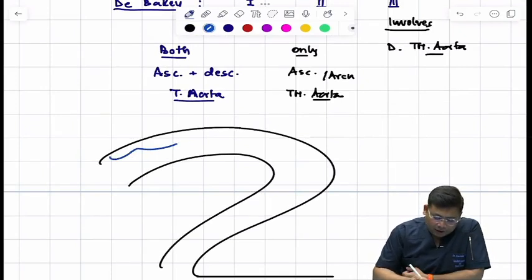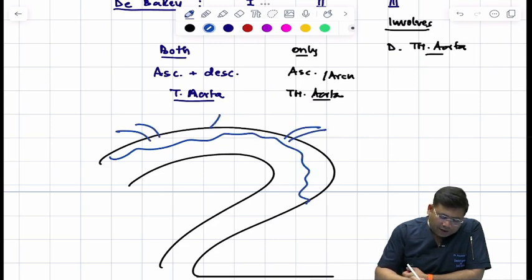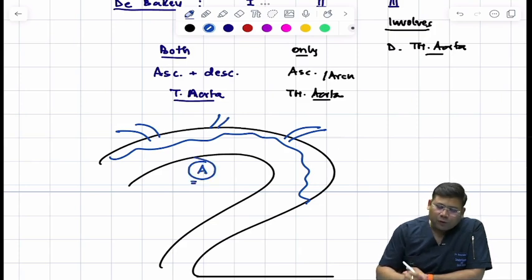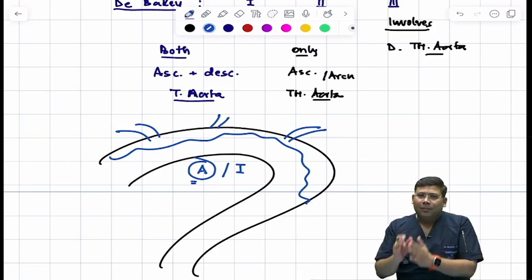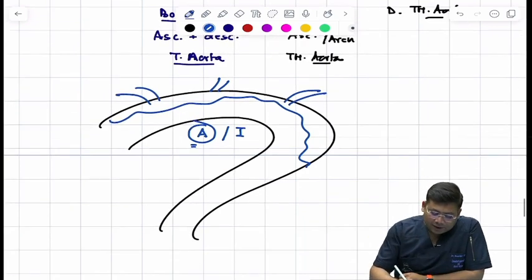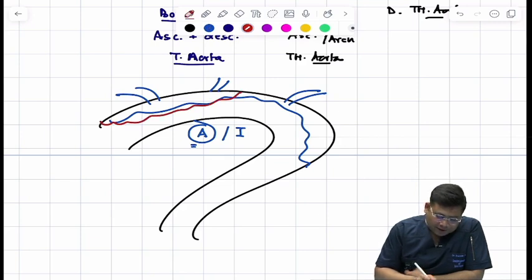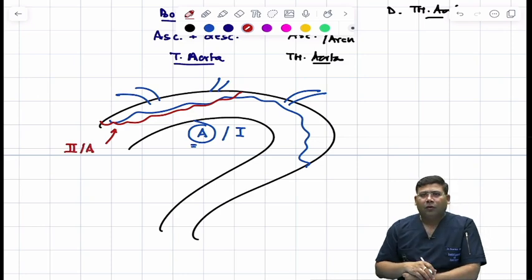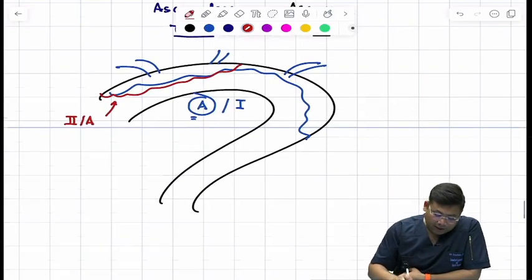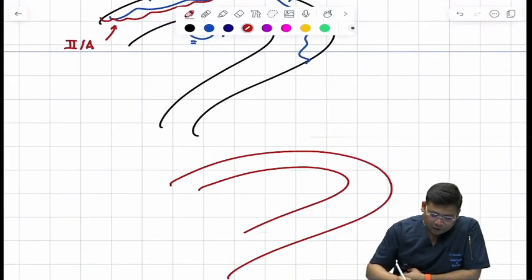So what is the type A? The type A, this is the type A. So it is involving the ascending, and it is also involving, you can say, the descending. According to Stanford it is type A, but according to DeBakey it will be type 1. So Stanford type A, this is DeBakey's type 1. What is DeBakey's type 2? Remember, suppose if this is involving only the ascending, so this will be DeBakey type 2 or again Stanford type A.